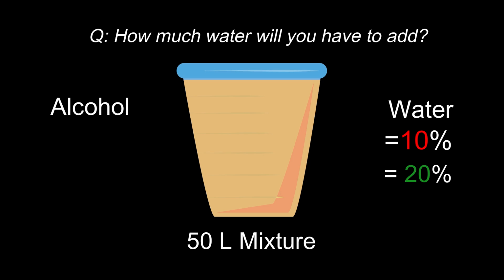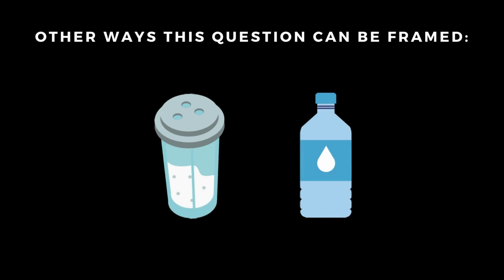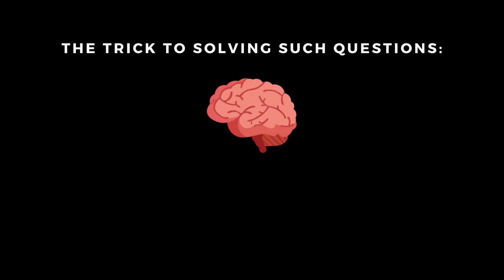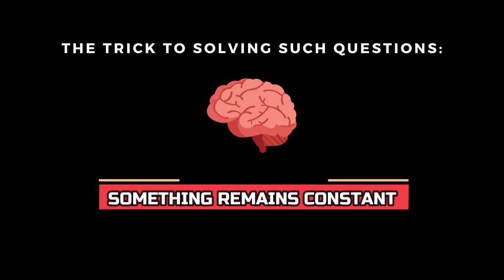Now, this is a very common type in percentages. This type is not very difficult to solve, but there's a trick to it and it often appears in forms like juice plus pulp or milk plus water or salt plus water. The only thing you have to keep in mind while solving a question like this is to understand there is something which will remain constant.